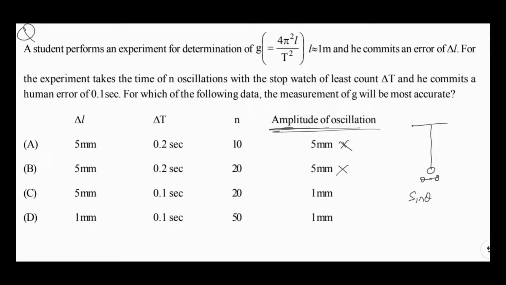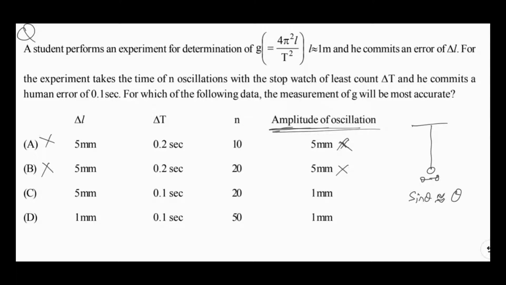If you know the derivation of the time period, in that derivation there is an expression of sin theta, and you are approximately equating it with theta. That is possible when amplitude is small, and options A and B have large amplitude, so definitely they are wrong options. Their error in these readings will be large.